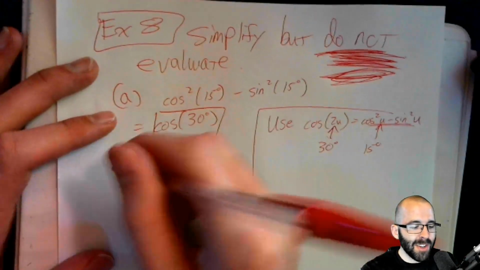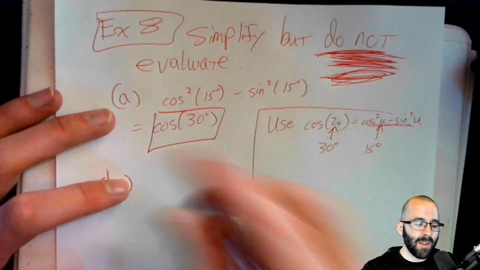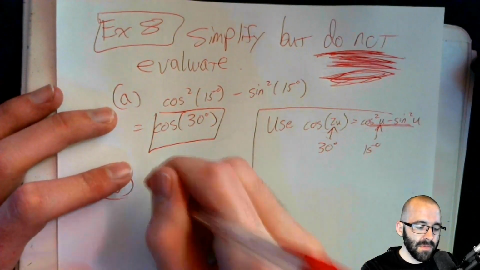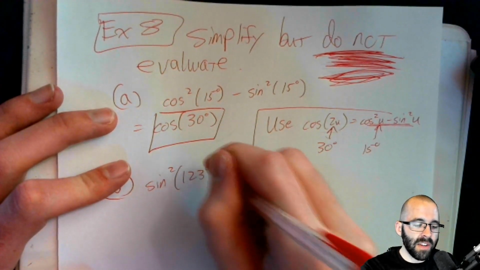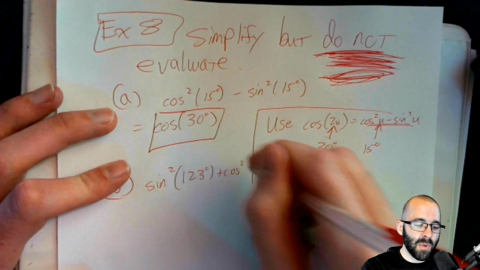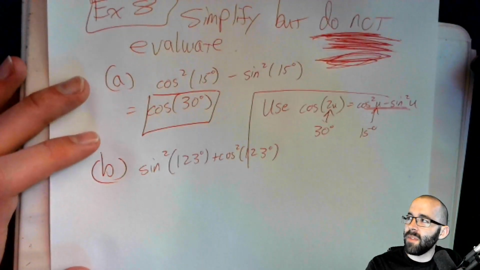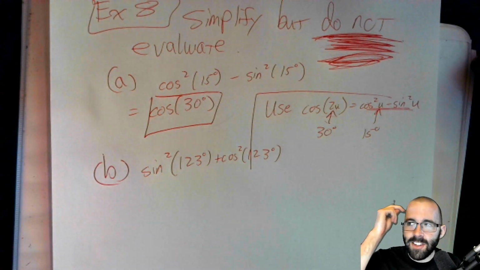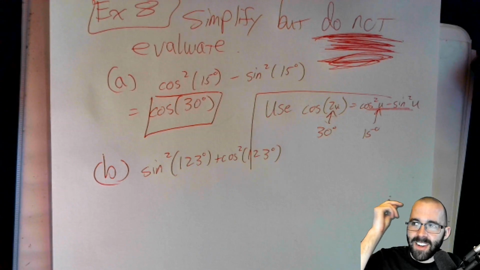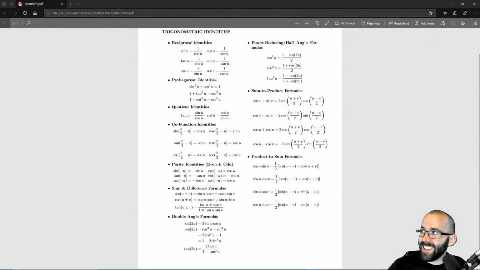You know what? That problem was so easy. We're going to have a bonus problem. A, B, and C. What about this? Sine squared of 123 degrees plus cosine squared of 123 degrees. Bonus problem. Again, look at this. Should strike a memory. Okay. You're right. It is 1.